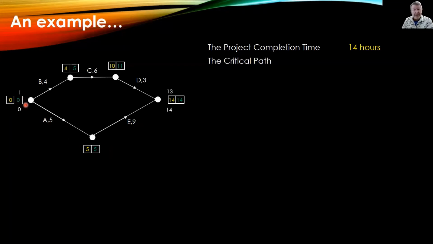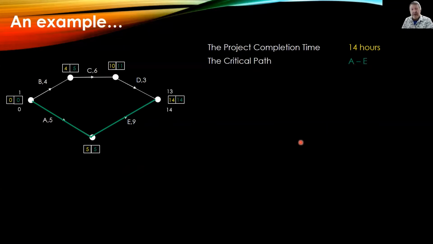So the critical path is where the numbers match up. There, obviously, at the start. There at the finish. And of course, down here, 5, 5. See how these ones don't match up? That's not the critical path. So the critical path goes down the bottom and you write it as A to E.